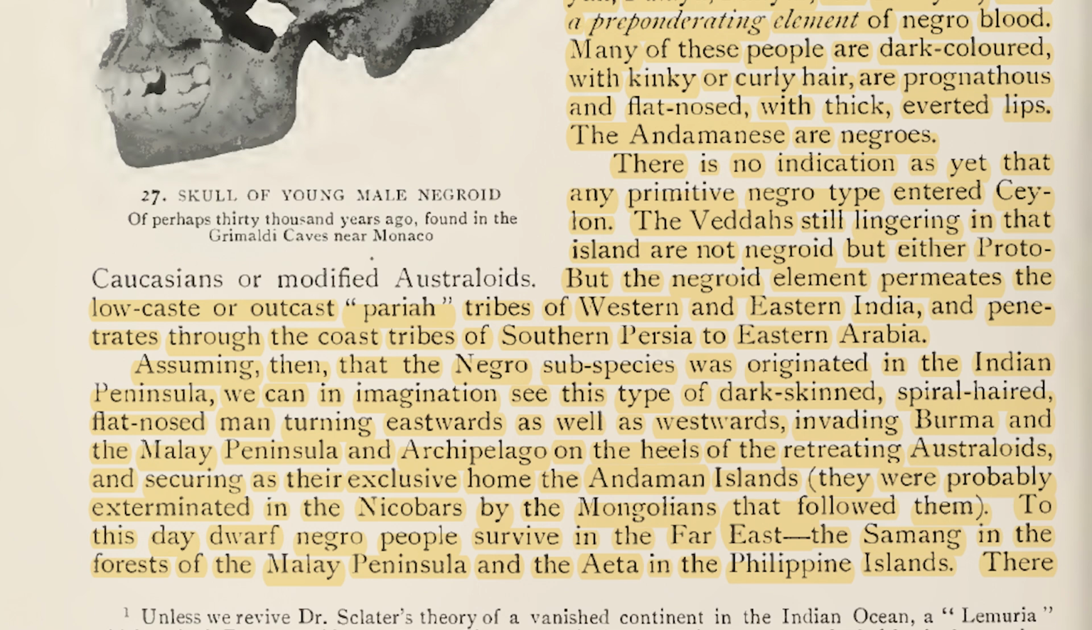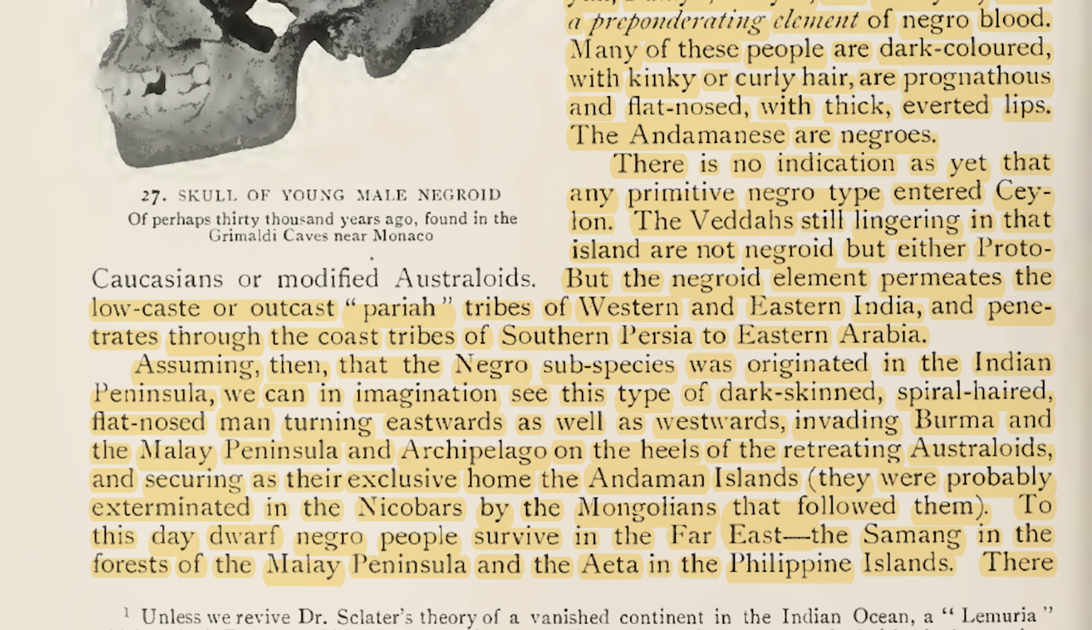Assuming then that the Negro subspecies originated in the Indian Peninsula, we can, in imagination, see this type of dark-skinned, spiral-haired, flat-nosed man turning eastwards as well as westwards, invading Burma and the Malay Peninsula and archipelago on the heels of the retreating Australoids and securing as their exclusive home the Andaman Islands. They were probably exterminated in the Nicobars by the Mongolians that followed them.